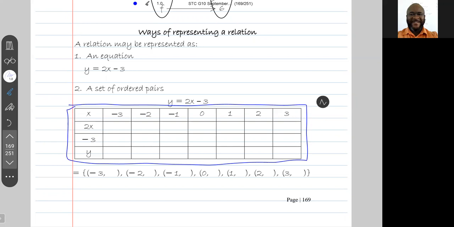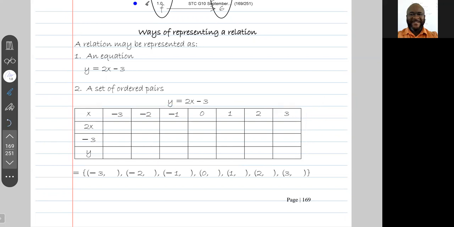And essentially, your table of values is used to calculate values of y for a given set of values of x. So what I did is I selected some values of x from x is equal to -3 to x is equal to +3. Now, according to the relation, if I have a value of x, the first thing I need to do is to multiply it by 2. So let's multiply by 2.